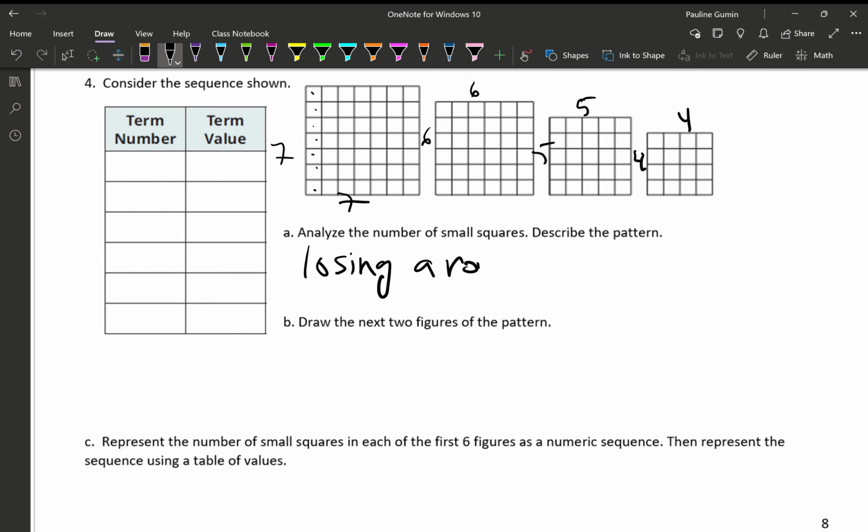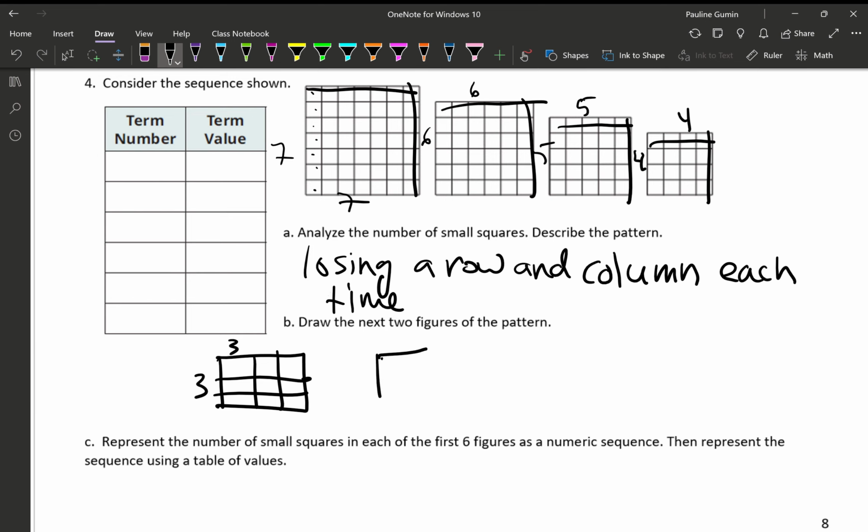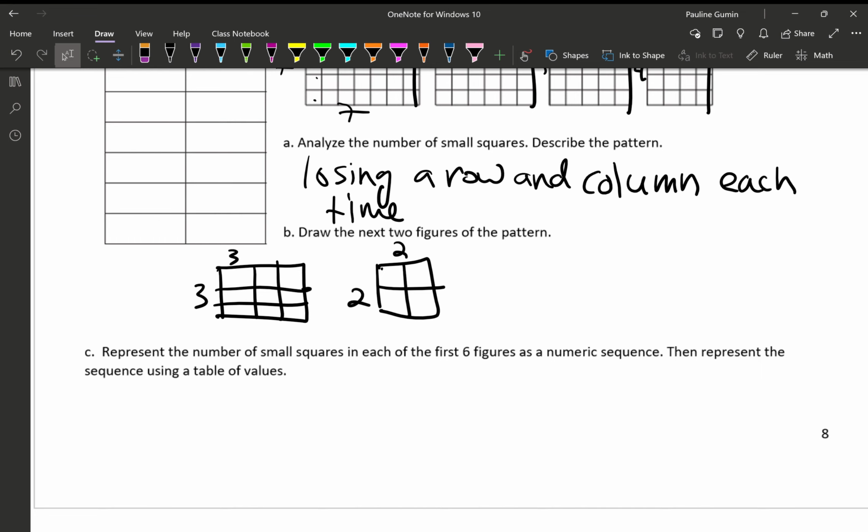It's losing a row and column each time. So it's losing one of these and one of these. Each time it gets smaller and smaller. Okay, so let's draw the next 2. So if this one's a 4 by 4, the next one should be a 3 by 3. And the one after that will be a 2 by 2. I know we don't need to draw the last one, but it would probably be a 1 by 1.